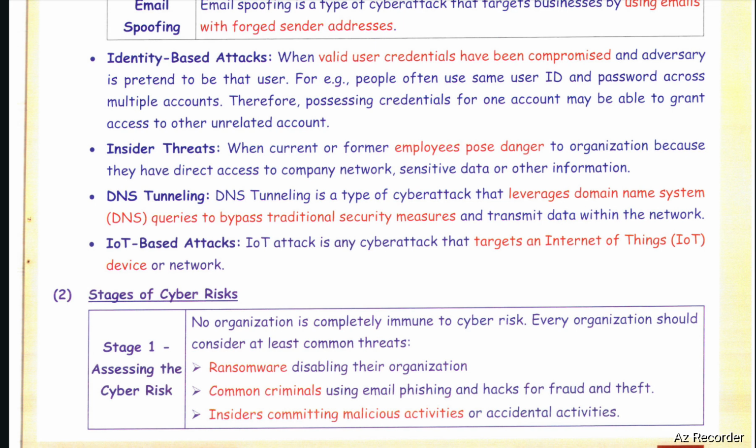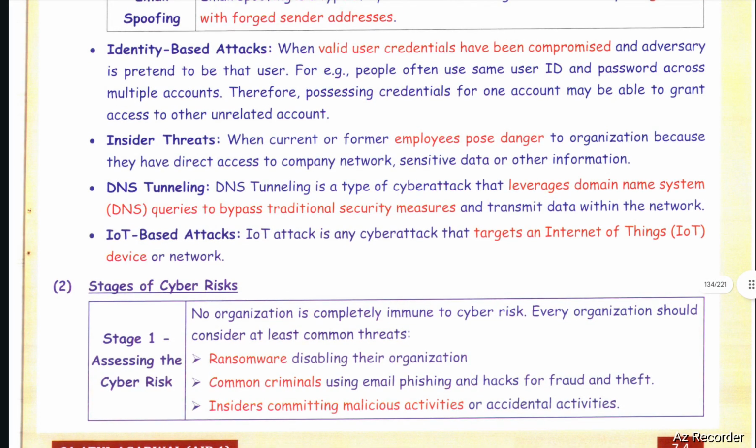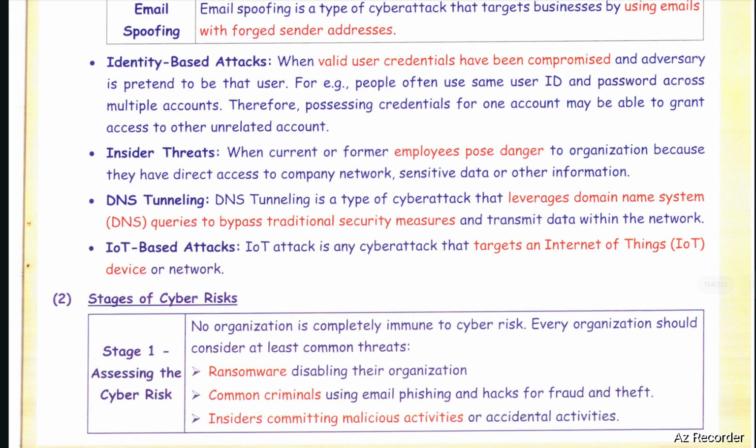Next, DNS tunneling. DNS tunneling is a type of cyber attack that leverages domain name system, DNS, queries to bypass traditional security measures and transmit data within the network. IoT based attacks. An IoT attack is any cyber attack that targets an Internet of Things, IoT, device or network. Stages of cyber risks. There are three stages of cyber risk. Stage number one, assessing the cyber risk.